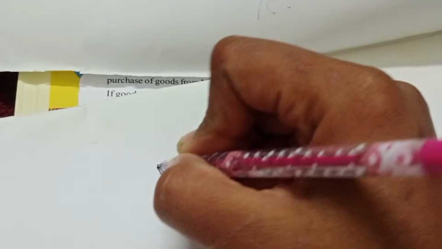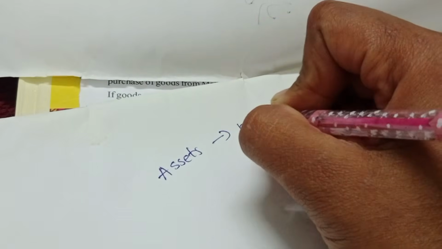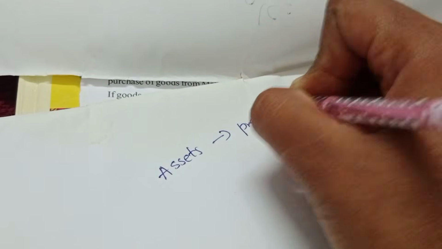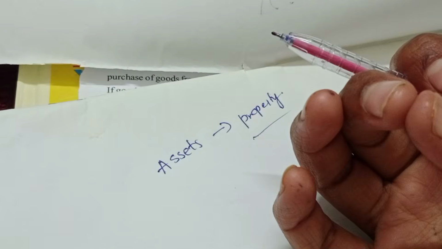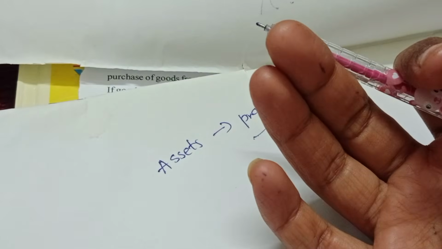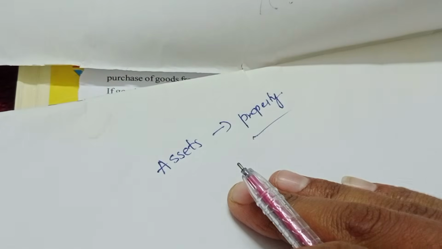So assets mean property. For example, furniture, machinery, plant and machinery, land and buildings; these types of properties we will use for more than 1 year, right?